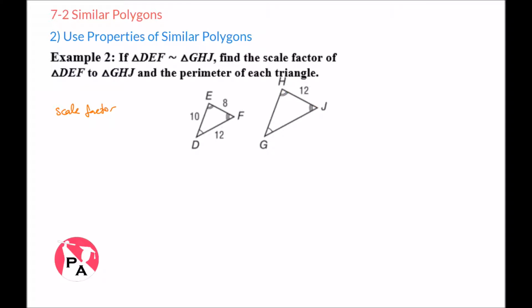So I can use those numbers. Scale factor is equal to 8 over 12. Divide each number by 4. 8 over 4 is 2. 12 over 4 is 3. So now this is the scale factor.